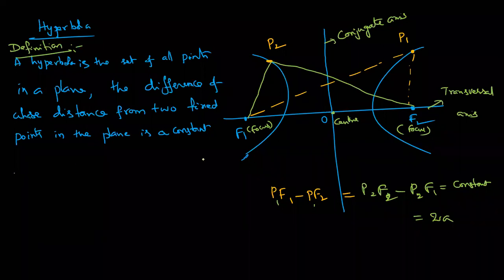So anyone tell me, what is the meaning of center? The line segment joining the midpoint of the foci is called the center of the hyperbola. If anybody wants to write it down, otherwise leave it. The line passing through the foci is called the transverse axis. Definitions I'm giving. And the line passing through the center and perpendicular to the transverse axis means the conjugate axis. So this is A dash, or what? Vertices of the hyperbola.